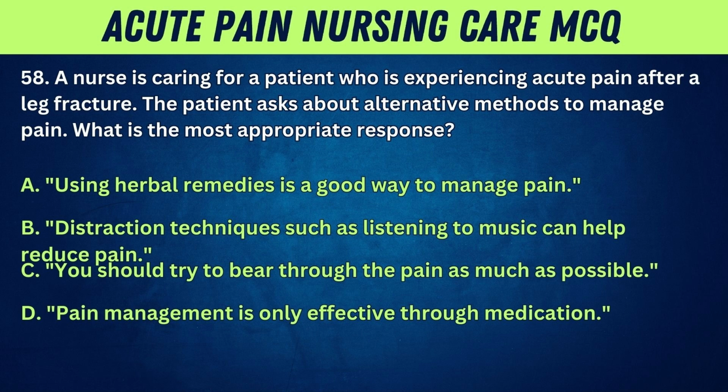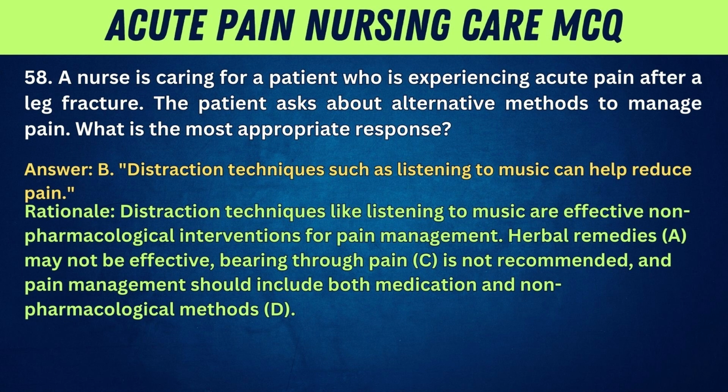58. A nurse is caring for a patient who is experiencing acute pain after a leg fracture. The patient asks about alternative methods to manage pain. What is the most appropriate response? A. Using herbal remedies is a good way to manage pain. B. Distraction techniques such as listening to music can help reduce pain. C. You should try to bear through the pain as much as possible. D. Pain management is only effective through medication. Answer: B. Distraction techniques such as listening to music can help reduce pain.